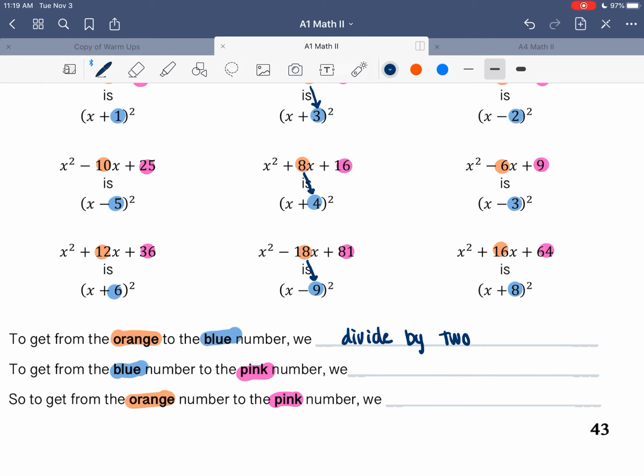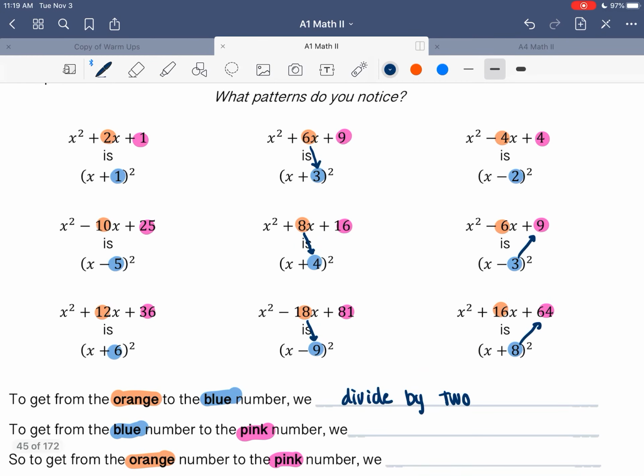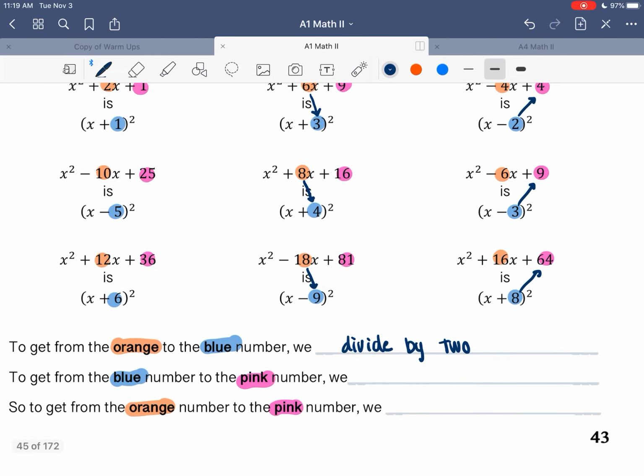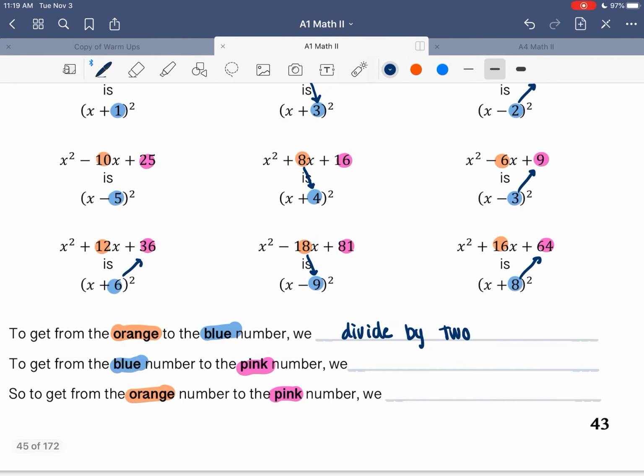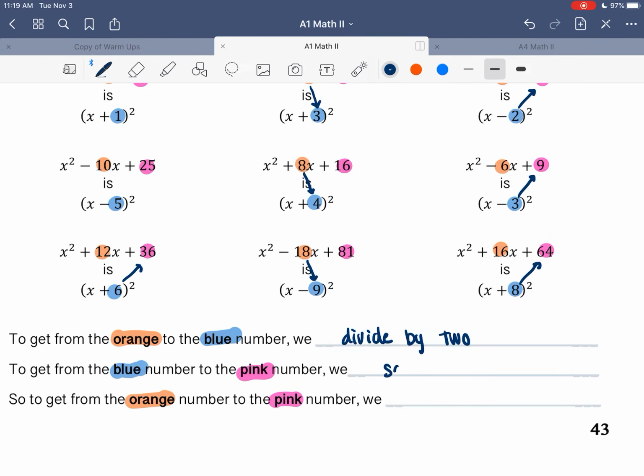Then to get from the blue to the pink, notice that we can square the blue number and get the pink number in any of these examples. 6 squared is 36, 8 squared is 64, -3 times -3, so squared, equals +9, and -2 times itself is +4. So squaring whatever number we have for blue gives us the pink number.